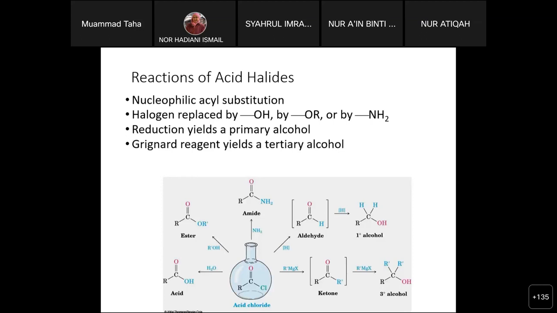So, the reactions of acid chloride. You can see this is an acid chloride. It can be converted into an ester by reacting with alcohol. By hydrolysis, it can be converted to the acid. It can be converted to the amide by reacting with ammonia. It can be converted to the aldehyde by reacting with hydride, and if a double amount is used, then it becomes alcohol. If we treat with Grignard reagent, it will be converted into ketone, and ketone can be converted to secondary or tertiary alcohol. So these are the reactions of this.